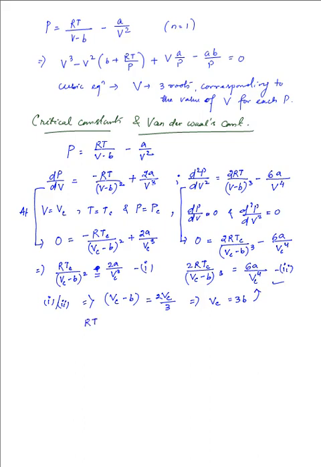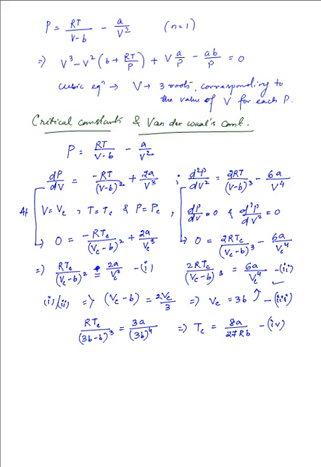RTc over (3b minus b) whole cube is equal to 3a over (3b) raised to the power 4, and that gives us Tc, which is now equal to 8a over 27 times Rb. We'll give this a separate equation. This is probably equation 3. We take it as 3, and this one we take as 4 for future references.